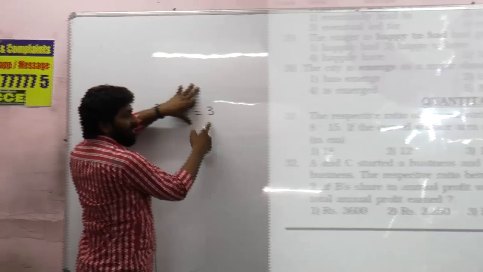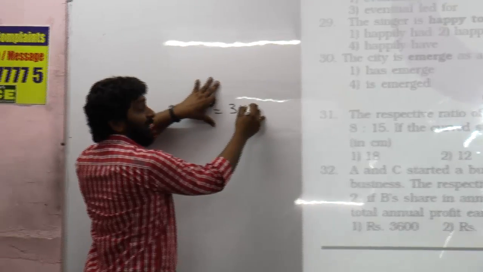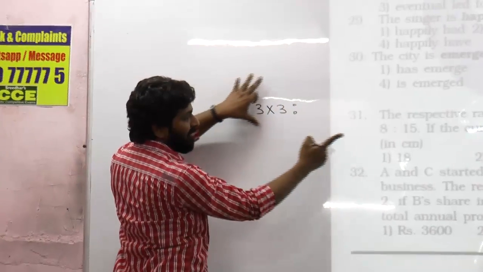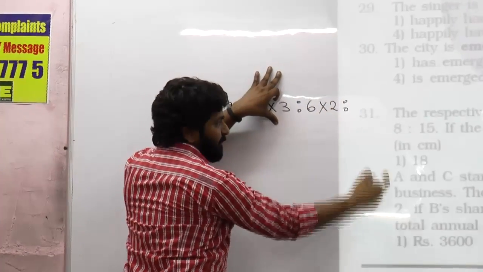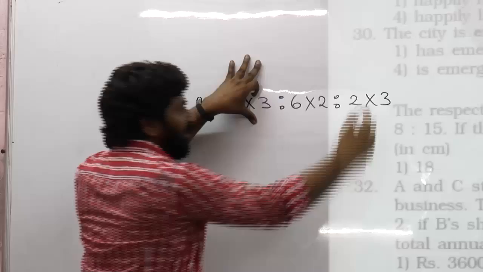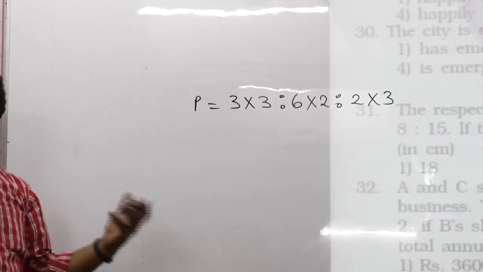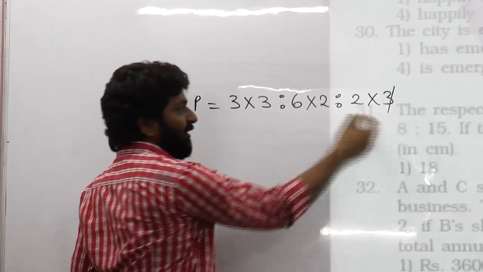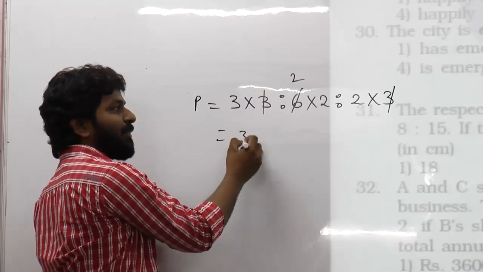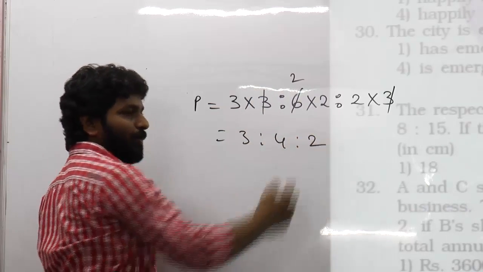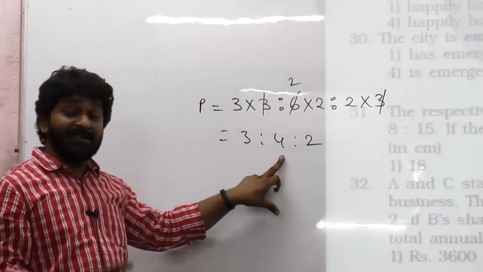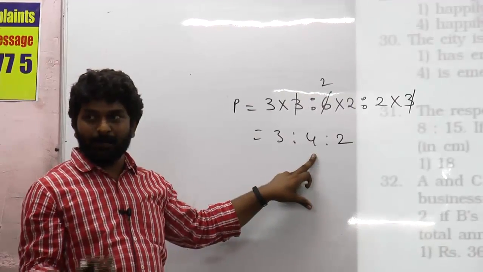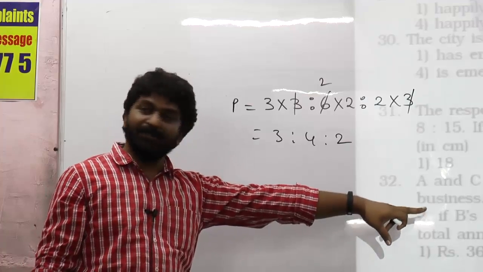In that case, profit sharing ratio will be A investment 3 parts, A time 3 parts, B investment 6 parts, time 2 parts, C investment 2 parts will be there for 3 parts. All are 3 multiples, right? So go for cancellation, 3, 2 times 3. So ratio becomes 3:4:2. So B is getting 4 parts, C is getting 2 parts. B is getting how many parts more than C? 2 parts. In terms of rupees, that is 500.